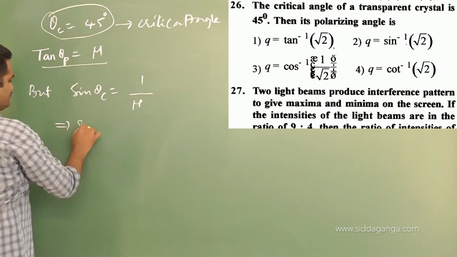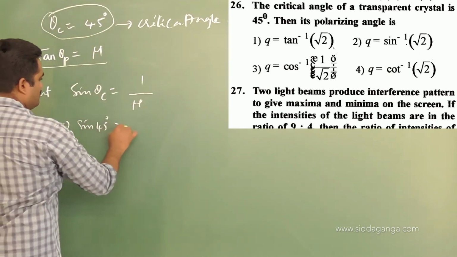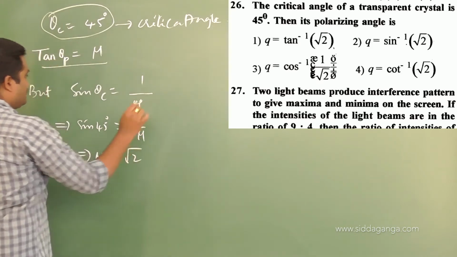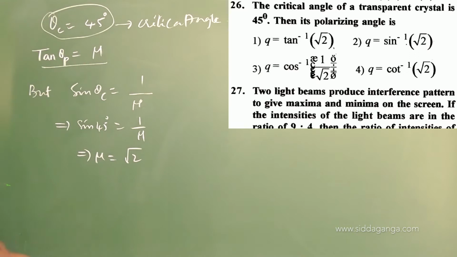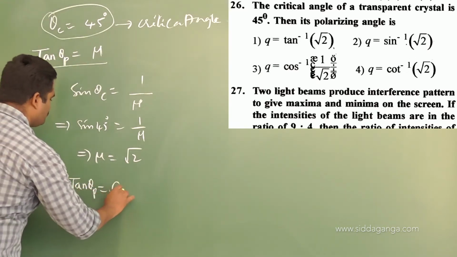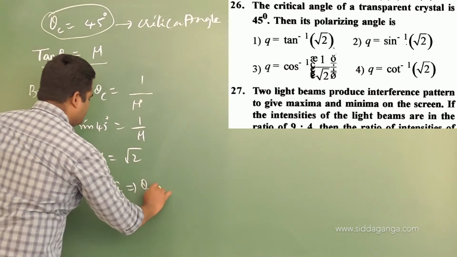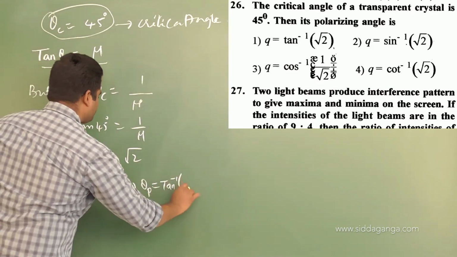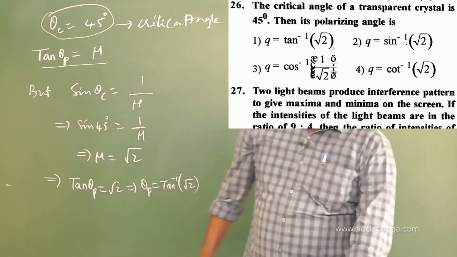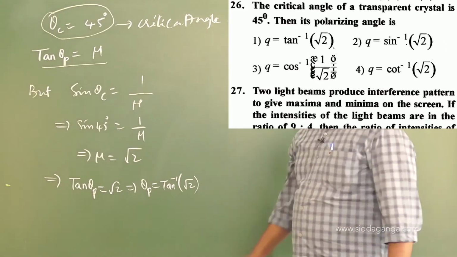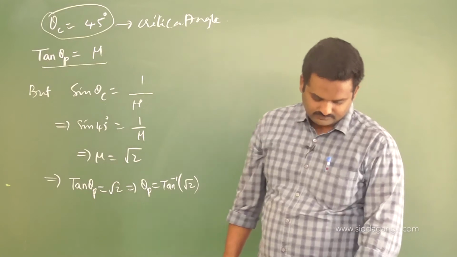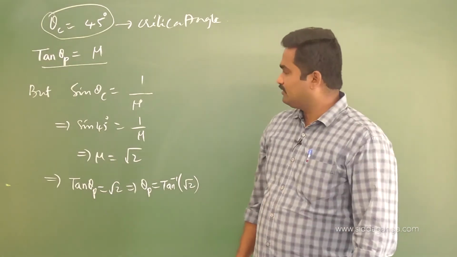So from this relation, theta c is how much they have given? 45. So from this, sin 45 equals 1 by mu, or the refractive index mu equals root 2. Then if you substitute this value, what will we get? Tan theta p equals root 2, or the polarizing angle is tan inverse of root 2. This is the option: tan inverse of root 2. Which option is it? The first one. Tan inverse of root 2. Simple. Okay, hope you got this.